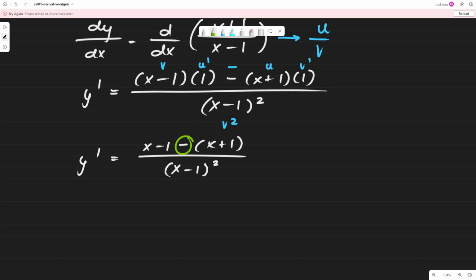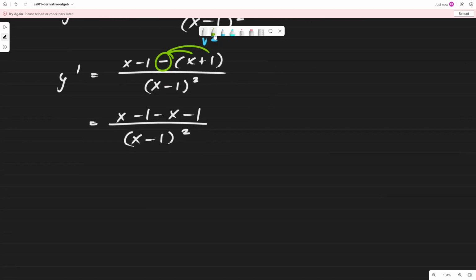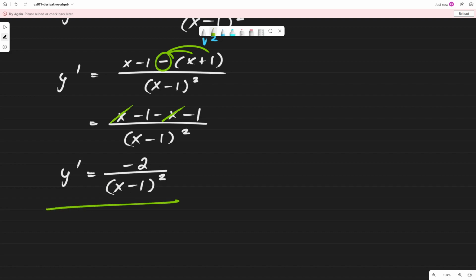Instead, I will distribute the minus doon sa ating term na nakatabi sa kanya. So this is equal to x minus 1 minus x minus 1 all over x minus 1 quantity squared. So x minus x, that is cancelled. So we will have y prime is equal to negative 2 over x minus 1 quantity squared. This is our answer. Okay, so malinaw ha. Ayan, that's it.